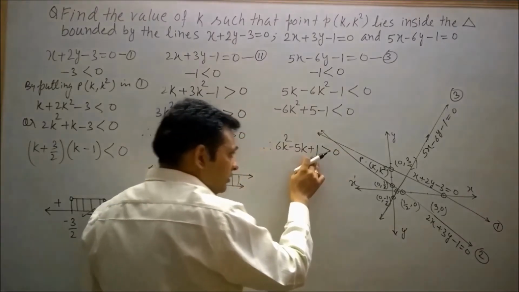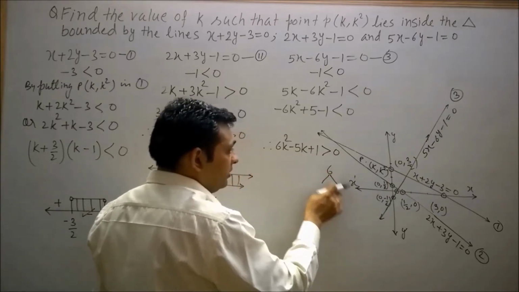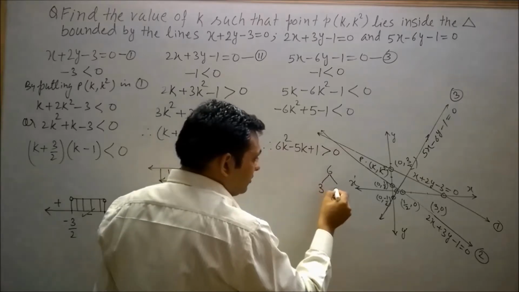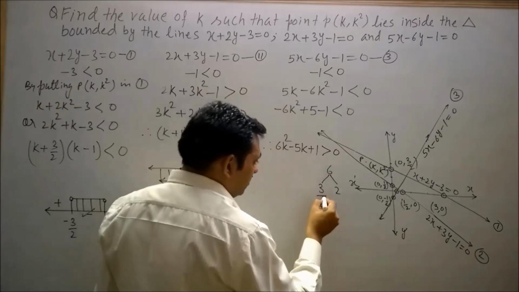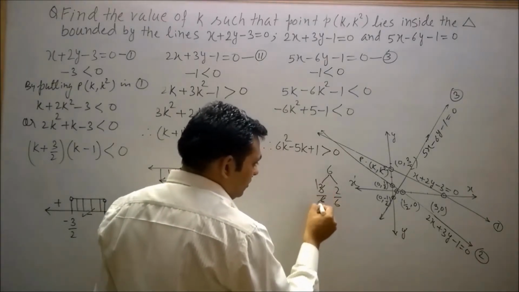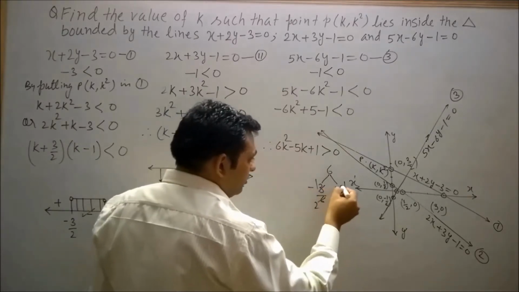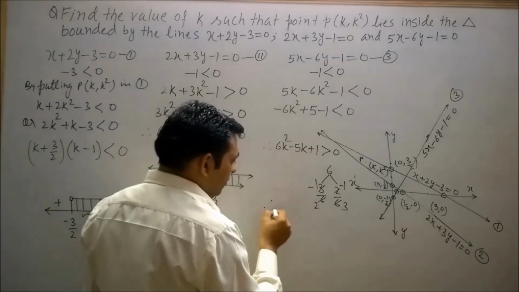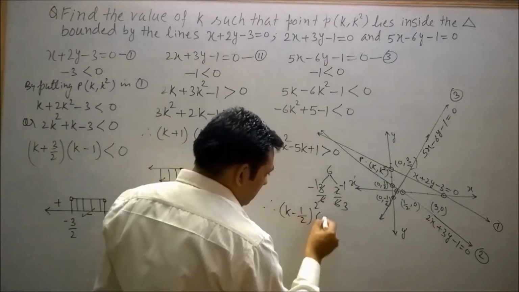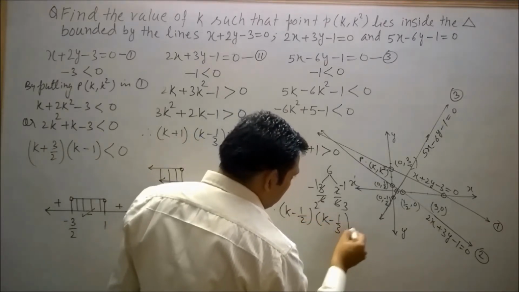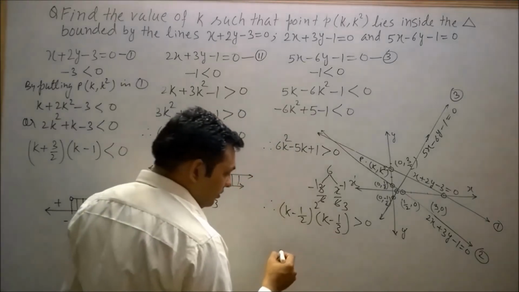Now factorize this quadratic polynomial. 6 times 1 is 6. Now break 6 into 2 parts such that their sum will be 5. 3 times 2 is 6. Now divide these two numbers by the coefficient of k square, that is 6. 3 times 1 is 3, 3 times 2 is 6, 2 times 1 is 2, 2 times 3 is 6. And these two numbers will be negative in sign. So the factors of this quadratic polynomial will be k minus 1 upon 2 and k minus 1 upon 3 is greater than 0. Now represent the solution set of this inequality on number line.